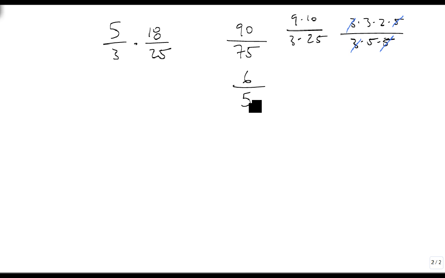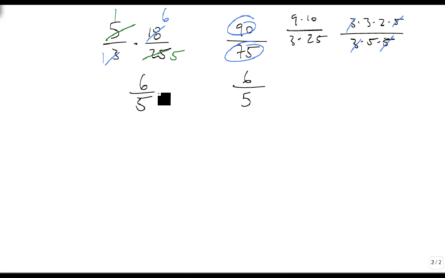Now, I want to go back to the original. Notice that I could do the same thing here. Before I even get to the 90 over 75, I could start by doing 18 and 3, which is 6 and 1, and 5 and 25, which is 1 and 5. And notice I get my answer a lot faster.